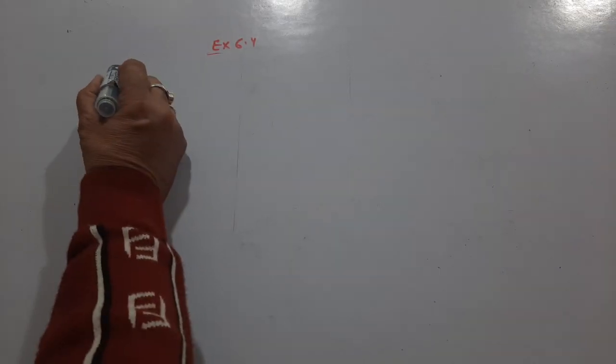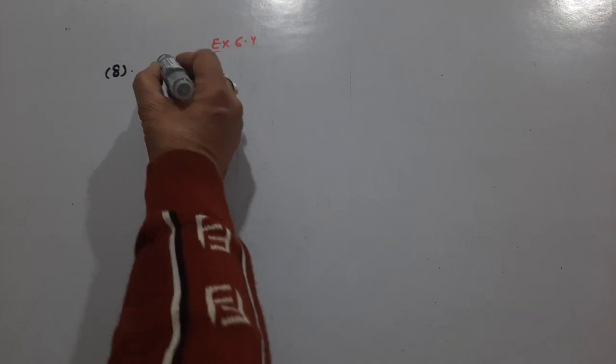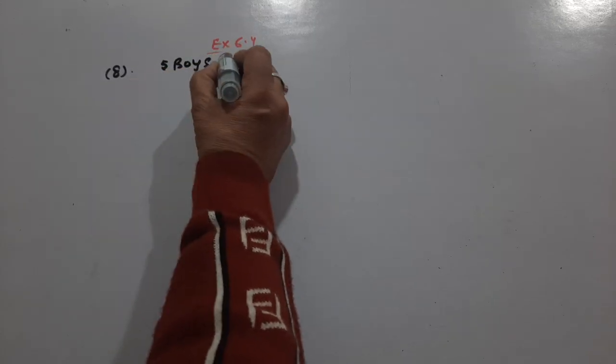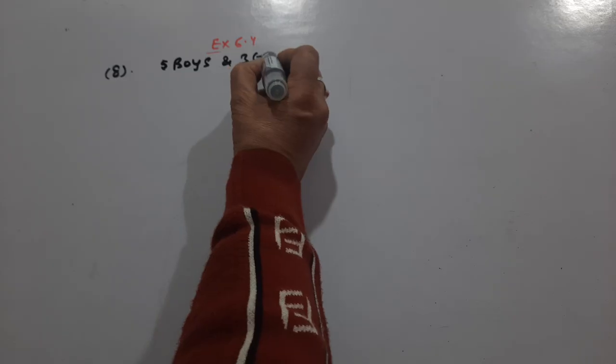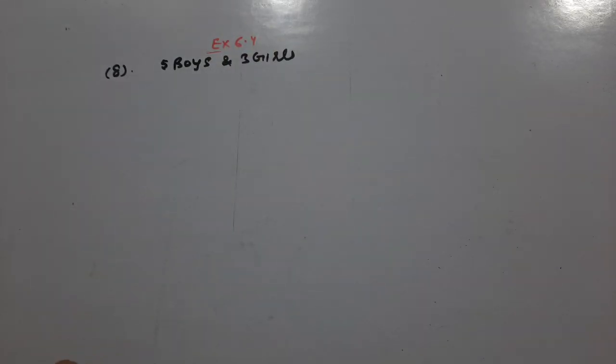Now, students, let us start with number 8. In how many ways can 5 boys and 3 girls be arranged so that no 2 girls may sit together? Now, students, this is a very important question. Number 8. In how many ways can 5 boys and 3 girls be arranged so that no 2 girls may sit together? Now, students, here the words written are no 2 girls may sit together.